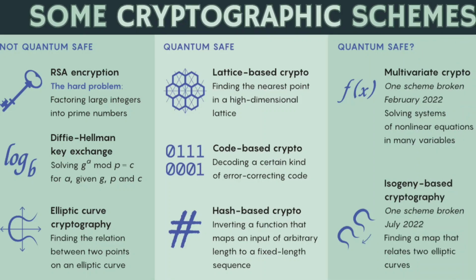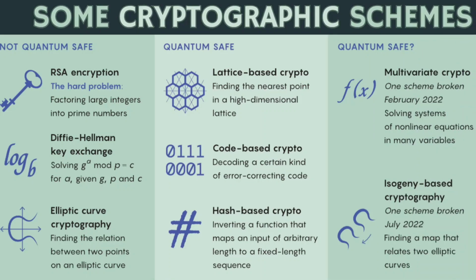Here on your screen are some cryptographic schemes, and now we have classified them. On the leftmost side, you have the RSA encryption and the Diffie-Hellman key exchange, and also the famous ECC from Bitcoin, which are not quantum safe and are quantum vulnerable. Then in the middle there is lattice-based cryptography.